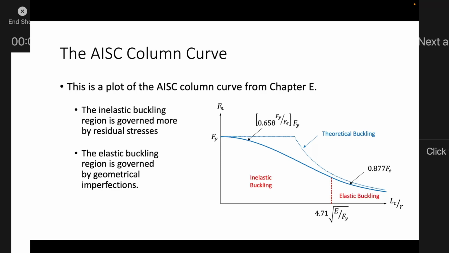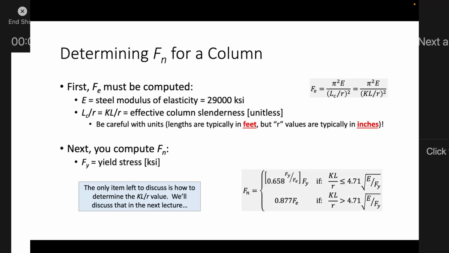So basically what you would do if you were to compute the capacity, figure out the L over R for the column, or the KL over R, figure out this term, and if your slenderness is smaller than this, you use this equation. If it's bigger than this, you use that equation. Does that make sense? So what I've done here on this slide is I've basically taken the equations that are in the manual and made them a little bit nicer.